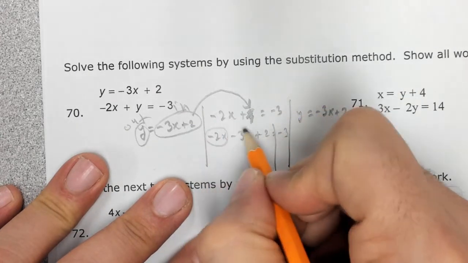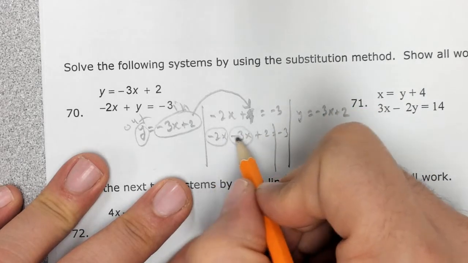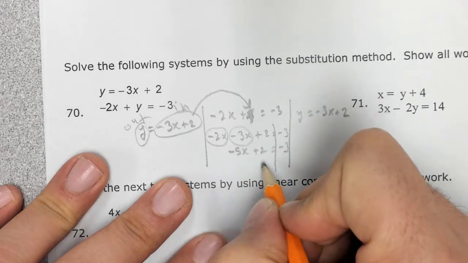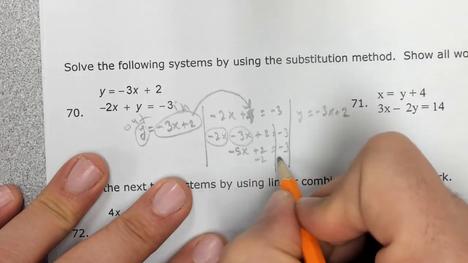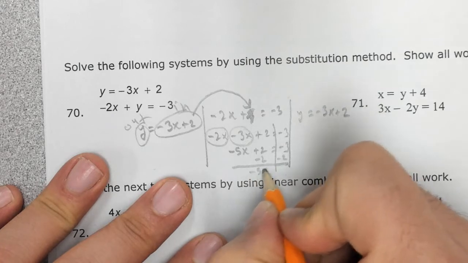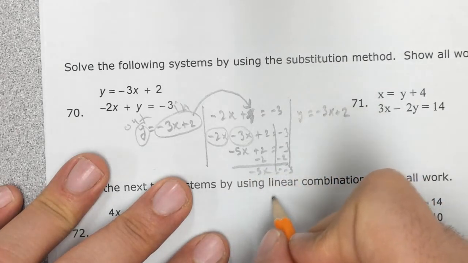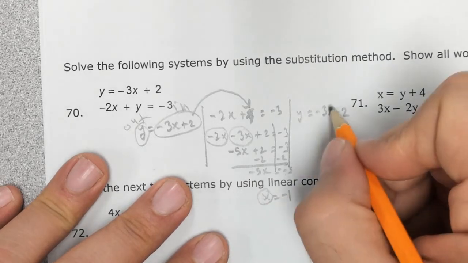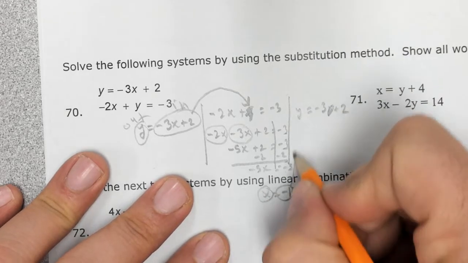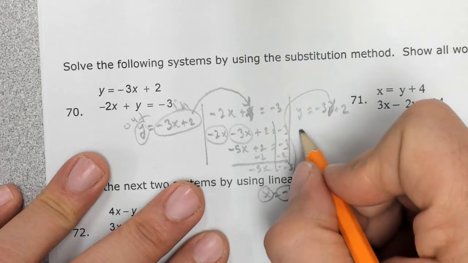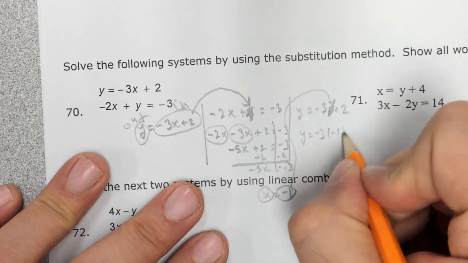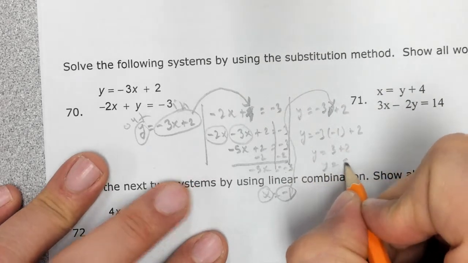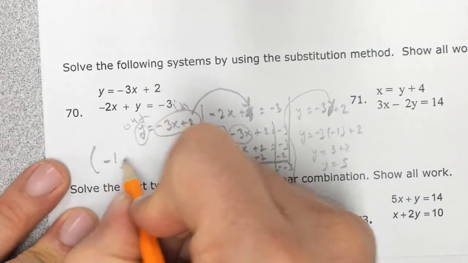And now you combine like terms. Negative 2x minus 3x is negative 5x. And then you just start solving. The opposite of plus 2 is minus 2 on both sides. And if you divide by negative 5, x equals negative 1. And now again we do the same thing one more time. We take the x out, put the negative 1 in. I end up with y equals negative 3 times negative 1 plus 2, which is y equals 3 plus 2, which is y equals 5. So my answer: x is negative 1 and y is 5.